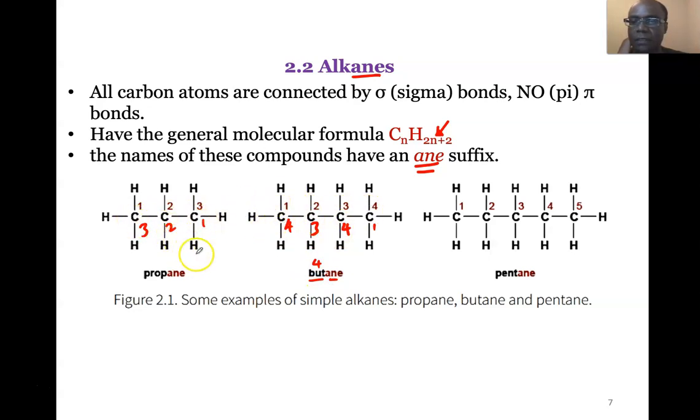Here you have 3 carbons, and there are no pi bonds, so it's prop-, standing for 3 carbons in the longest chain, so propane. And then here you have 5 carbons, so pent-, like pentagon, and all single bonds, so pentane.